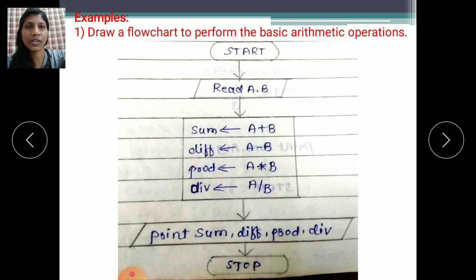Examples, this is your first example. Draw a flowchart to perform basic arithmetic operations. Basic arithmetic operations means what? See, addition, subtraction, multiplication, division. These are basic arithmetic operations. It means how we can add two numbers, subtract, multiply two numbers, and divide two numbers. Using these basic arithmetic operations, how can we draw the flowchart?